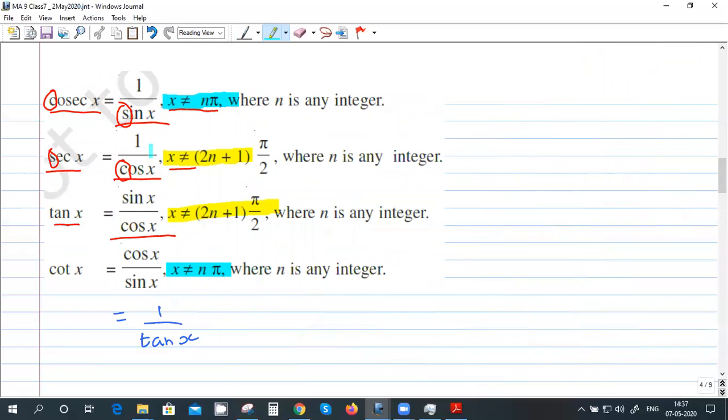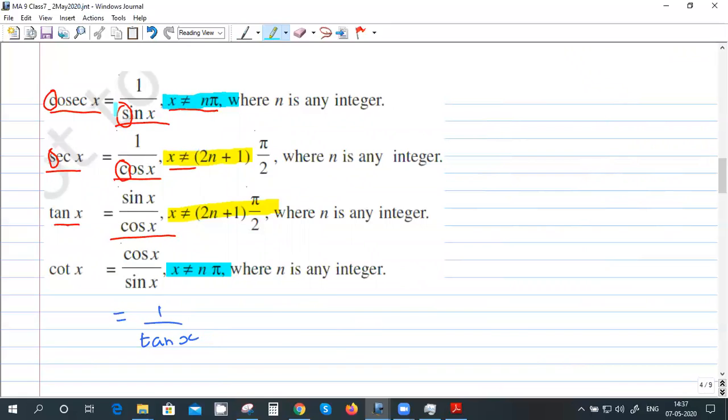Okay, sine and cos have been defined. So from that, we can define new functions: cosecant x, which is the reciprocal of sine x, and secant x, which is 1 by cos x. Tan, you already know, is sine by cos. And cot is 1 by tan x.